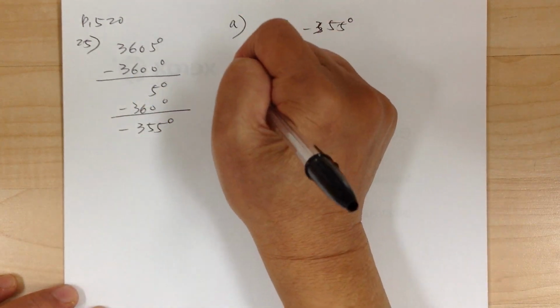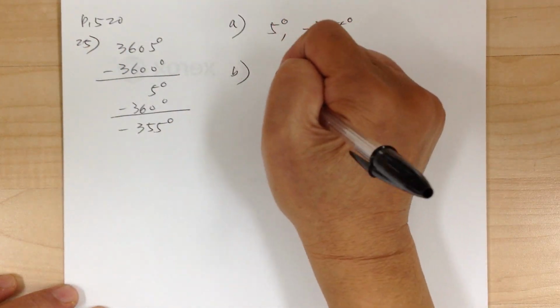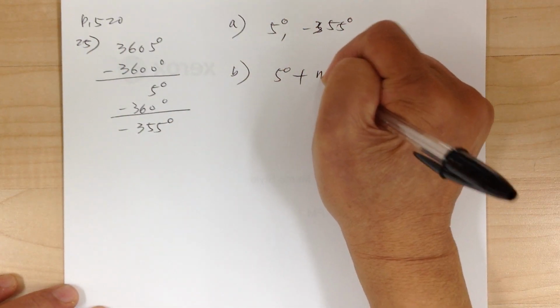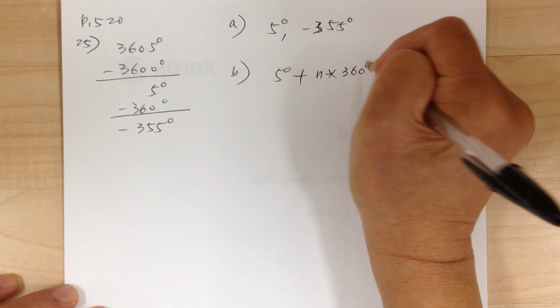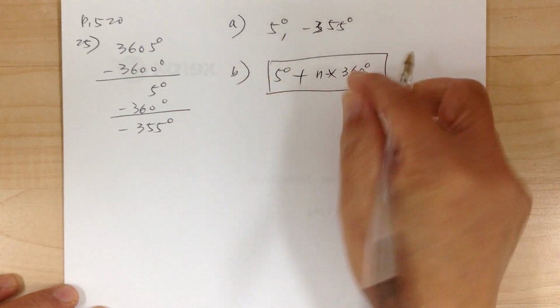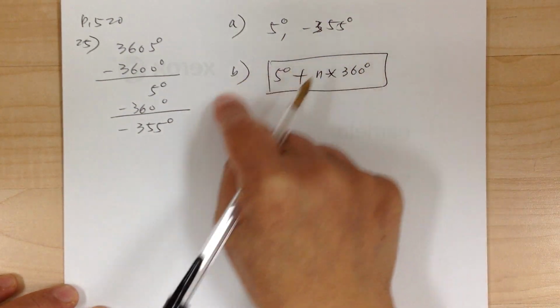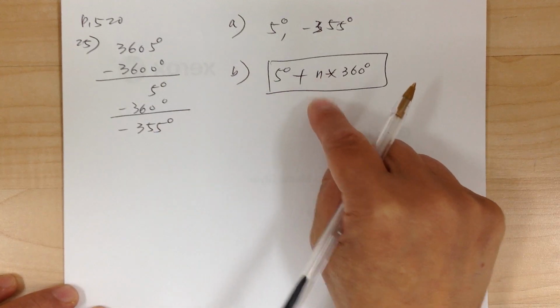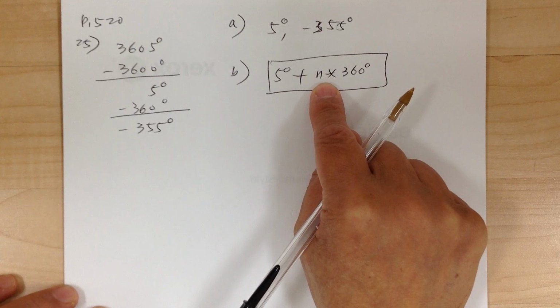Okay. So B, again, you can use any of the numbers. Normally, you want to use the lowest positive number. Okay, so 5 plus n times 360 degrees. Now n can be a negative number. So n, if it's positive, it's going counterclockwise. If n is a negative number, it means it's going clockwise. So again, n can be any integer, positive or negative.